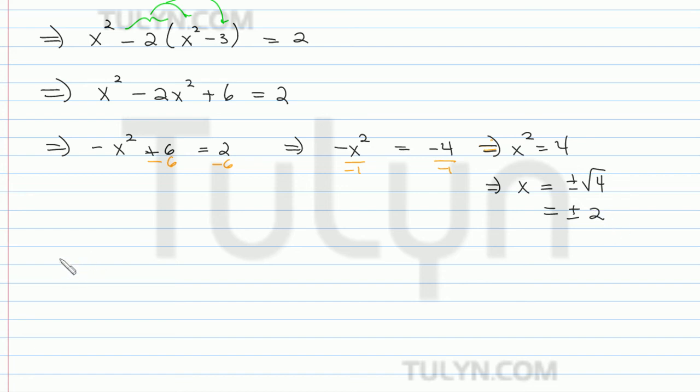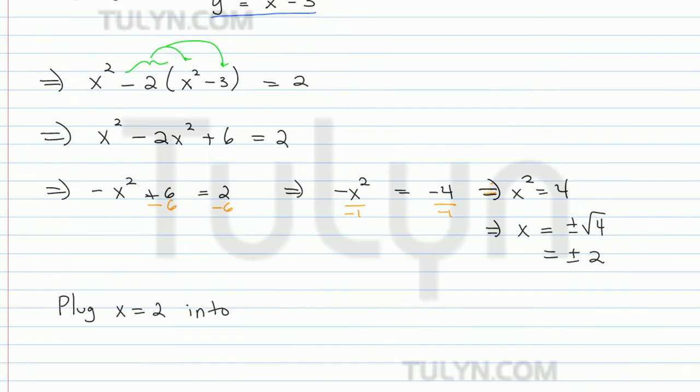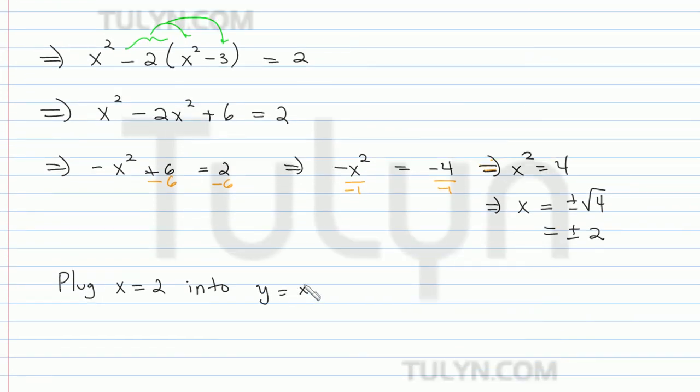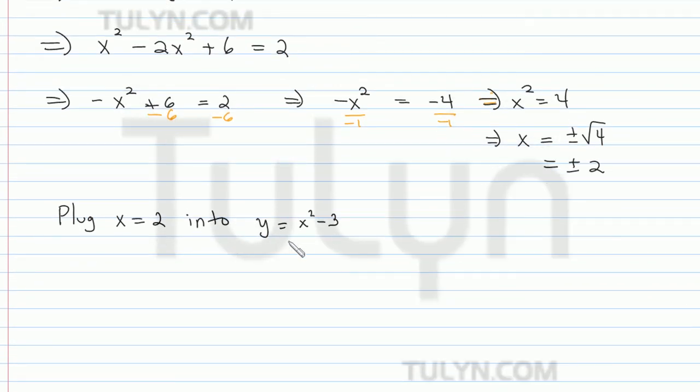So we want to plug x is equal to 2 into one of the original equations. And so we look for which one's easiest. They both look kind of tough, but I'm going to plug it into the second one, because the second one at least looks a little bit nicer. So plugging x is equal to 2 into y is equal to x squared minus 3, we get that y is equal to 2 squared minus 3. Oops, sorry. Got ahead of myself there. So y is equal to 4 minus 3, which is just 1.